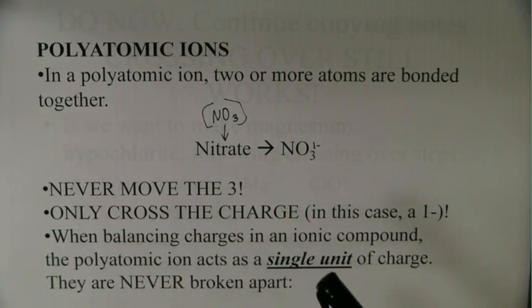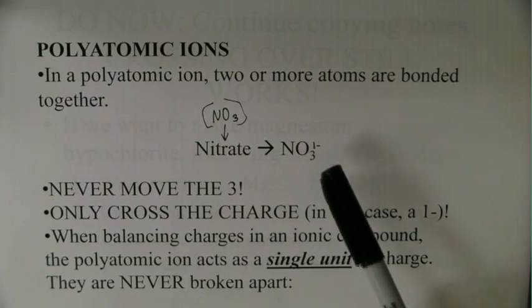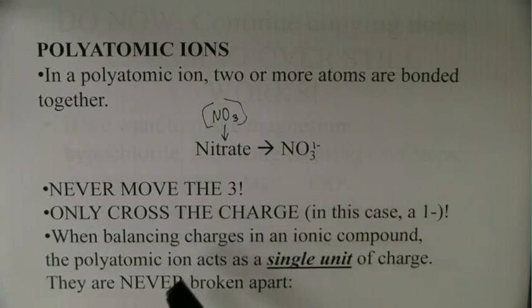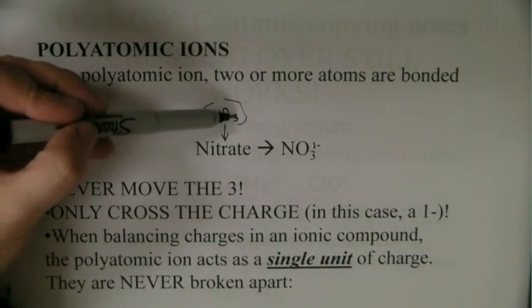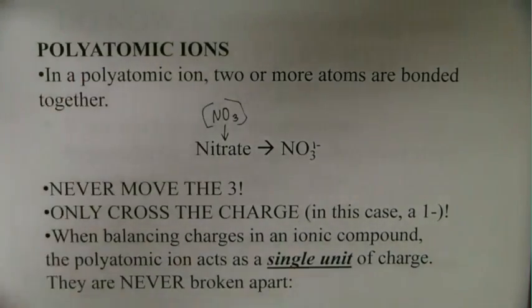Only cross the charges, which is no different than what we've been doing, no different than the naming you learned before Christmas. So in this case, the -1 is our charge. That's the number that you cross over to tell you how many you need of the other ion. And when balancing in an ionic compound, when you're crossing the charges over, the polyatomic ion acts as a single unit of charge, which means this N and these 3 oxygens can never be broken apart. Do not break them apart. You treat them as a whole.